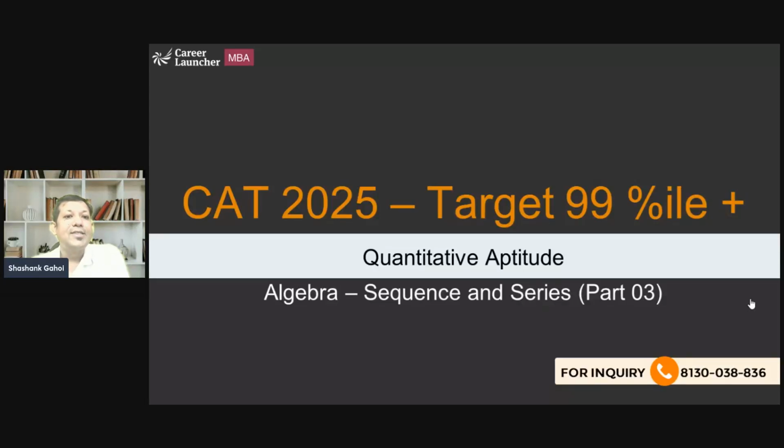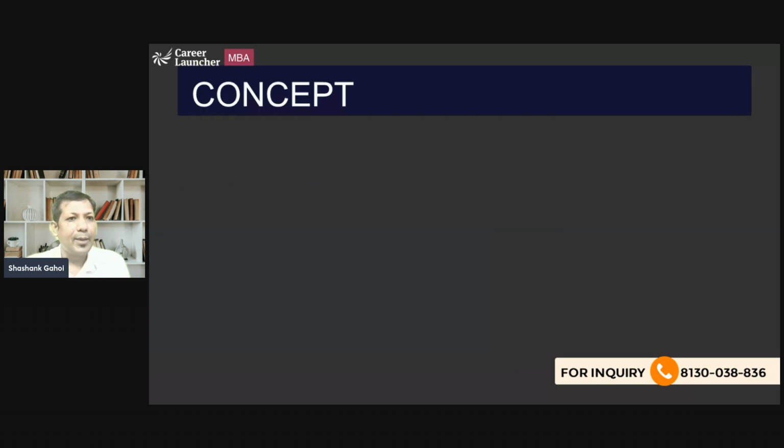Hello. Let's start CAT 2025 target 99 percentile algebra sequential series part 3. So in the first two sessions, we have seen two kinds of series. One was your arithmetic progression, second was your geometric progression, and third one we are going to do a generic series and generic type of questions.